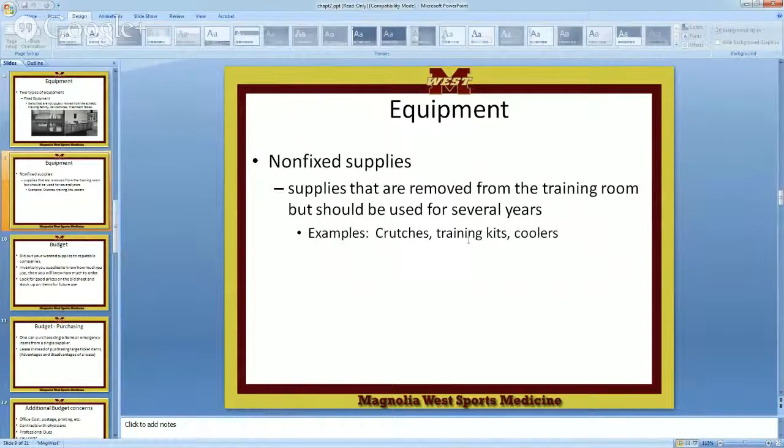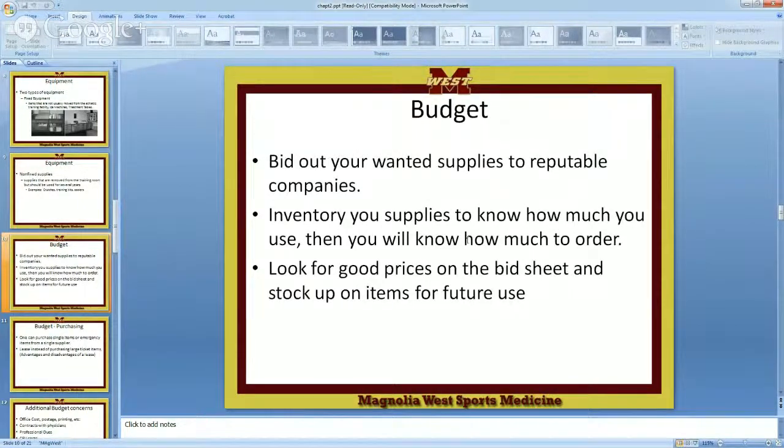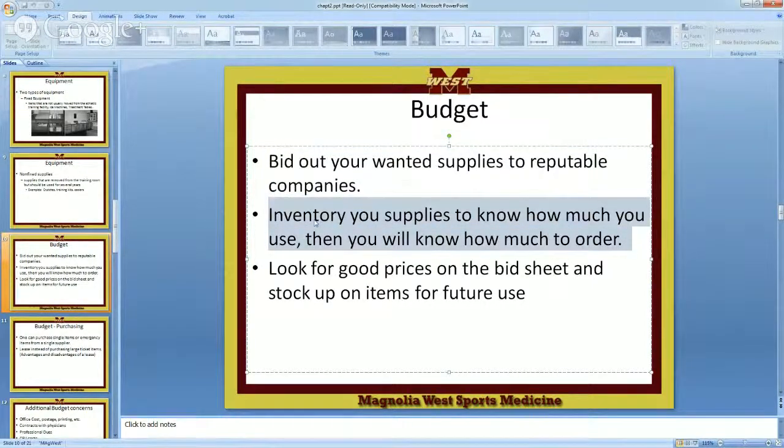All right, so let's go to the next one, number 10. Slide 10, chapter 2. Let's talk about your budget. All right, we've got a couple of questions pertaining to this. And where are you going to buy your stuff? You want to make sure that they are a reputable company. All right. And also, you need to do your inventory. As we talked in class, your inventory needs to be done at least once a year. You need to know how much you use this year in order to understand how much you need for next year. All right.